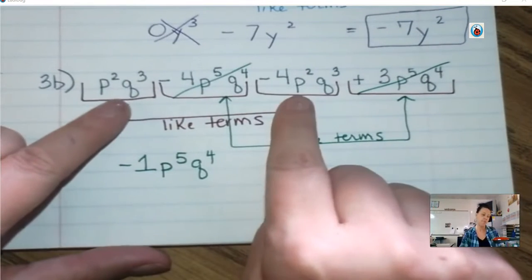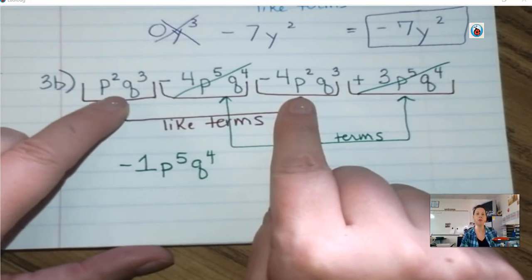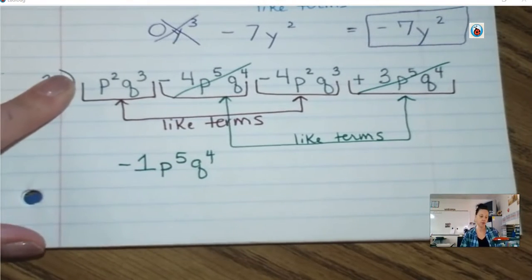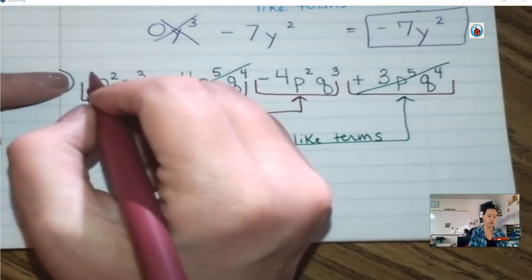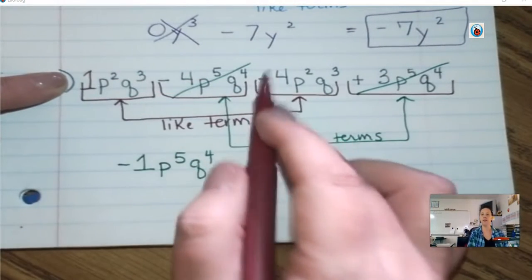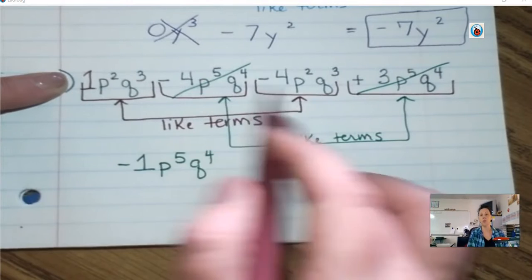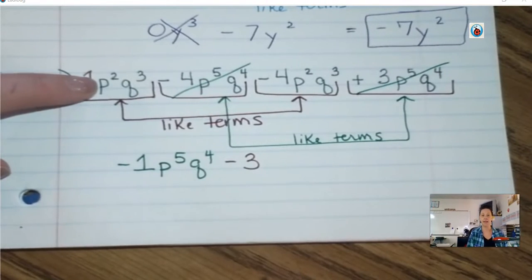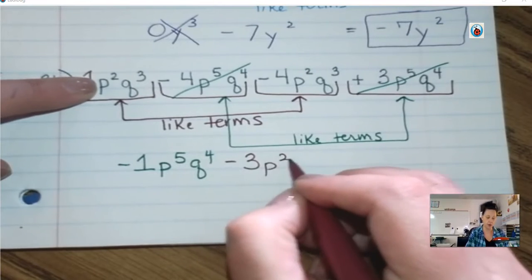And then I'm going to combine my p squared q cubes. So here on this first one, there's one of them. Since there's no number in front, there's really one. If I have one of these terms and I have negative 4 of these terms, 1 minus 4 is negative 3. And it's negative 3 of the p squared q cubes.